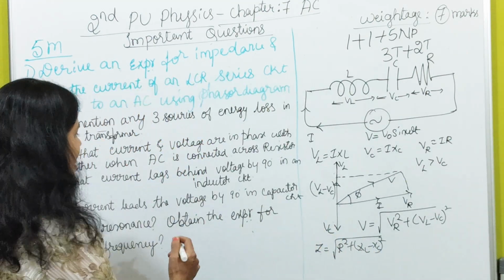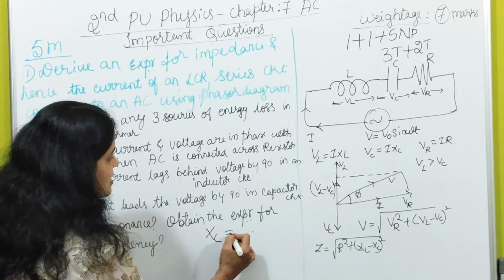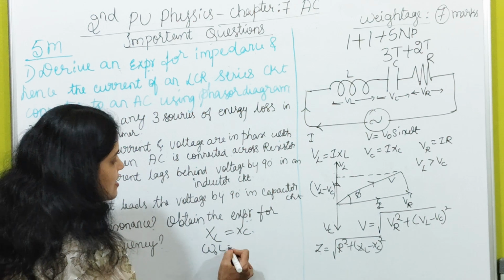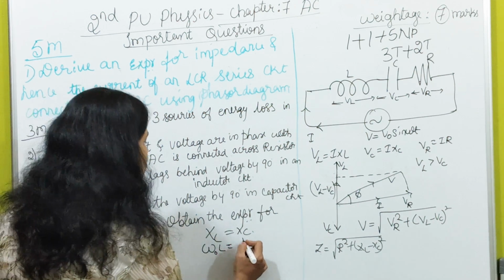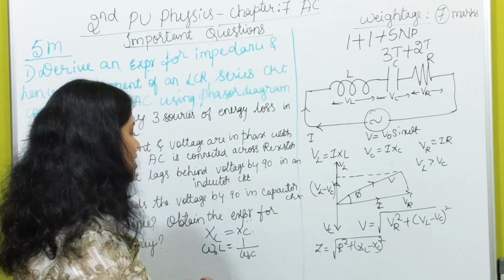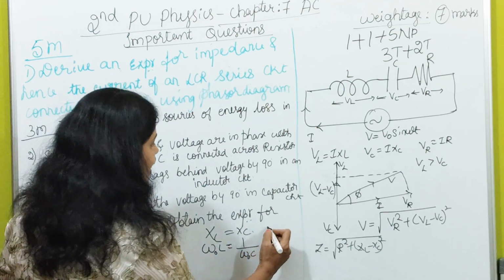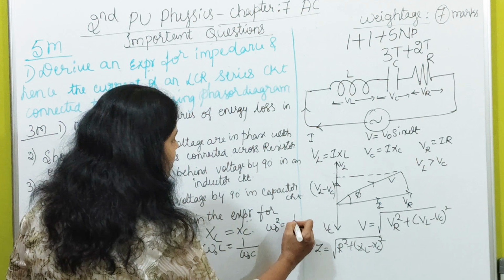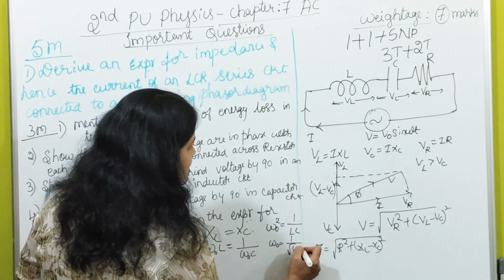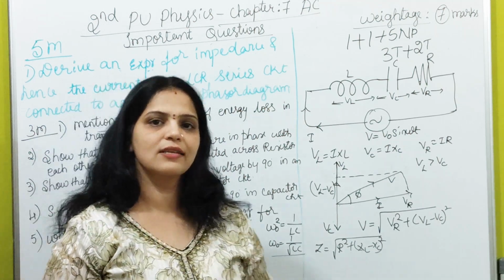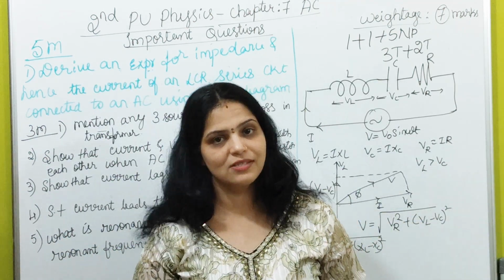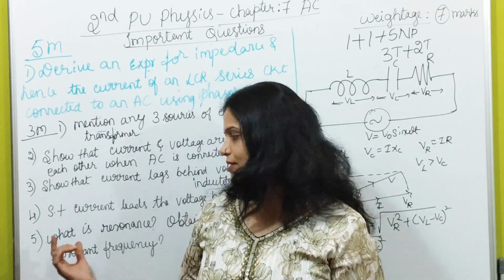See, at resonance what happens? XL is equal to XC, and we know that XL is equal to omega naught L and XC is 1 by omega naught C, where omega naught is the resonant frequency. Cross multiplying, we can write omega naught square is equal to 1 by LC, or omega naught is equal to 1 by root LC. So arriving at this relation is asked for 2 marks. Together it is a 3 marks question. So this is one of the most expected questions of this lesson.